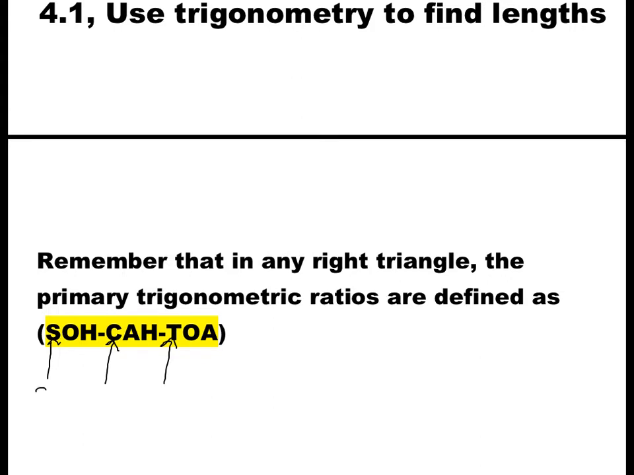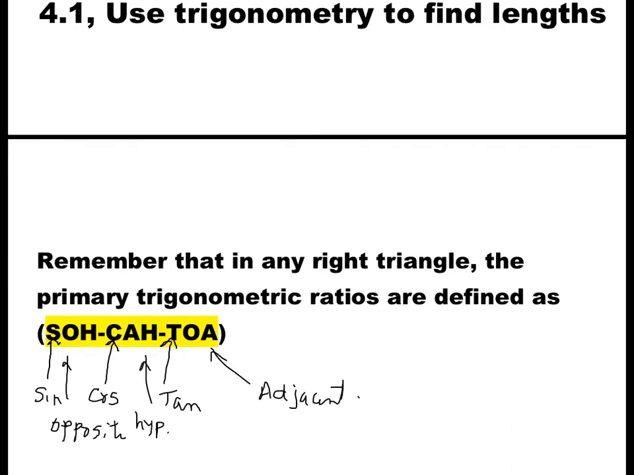So S is sine, C is cos, and T is tan. O stands for opposite. A stands for adjacent. And H stands for hypotenuse. Now, using any one of these acronyms, you can just write the ratio for any one of these trig functions.